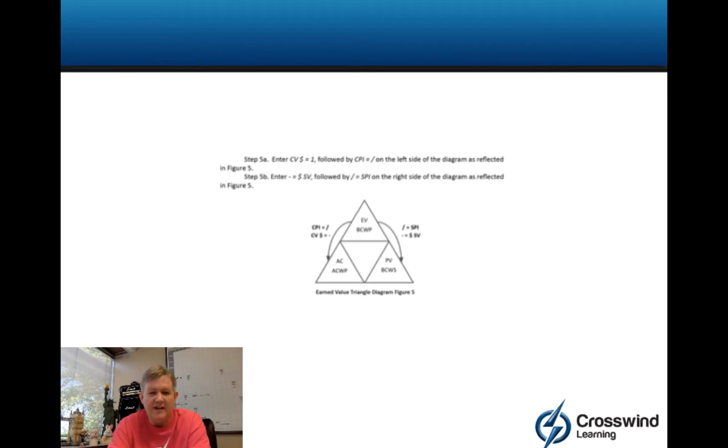or schedule variance. So what it amounts to, when you go to read this, you start with earned value, and if you take the left side of it, earned value divided by actual cost equals CPI. Or on the right side, earned value minus planned value equals schedule variance, for example. So that's how you read it.